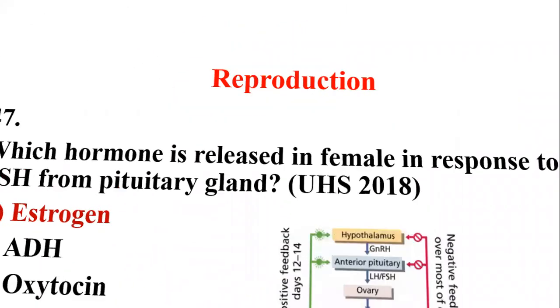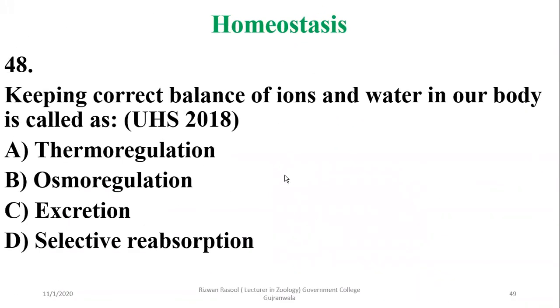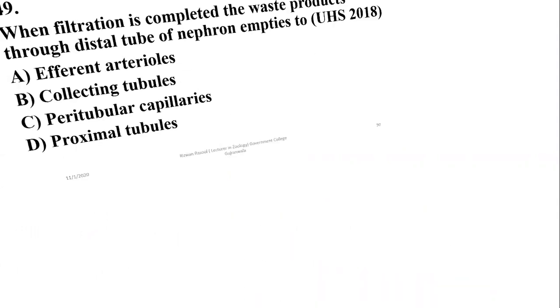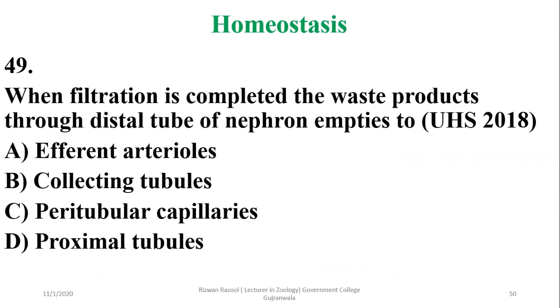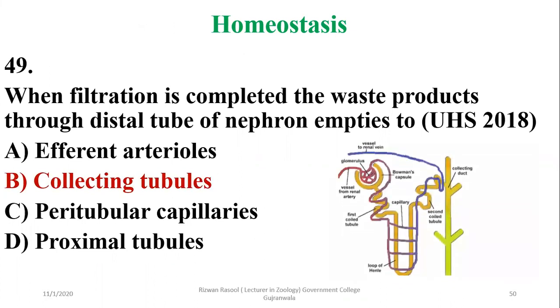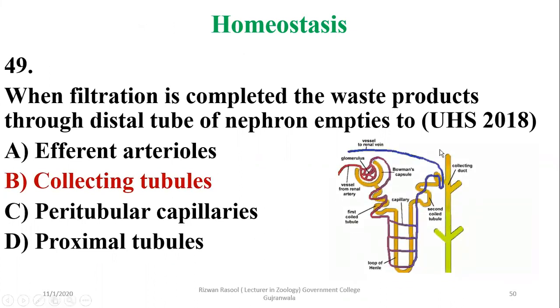Number 48. Keeping correct balance of ions and water in our body is called osmoregulation. Number 49. When filtration is completed, the waste products through distal tube of nephron, they empty to the collecting tubules. As you can see, the distal tubules are emptying into the collecting duct or collecting tubule.